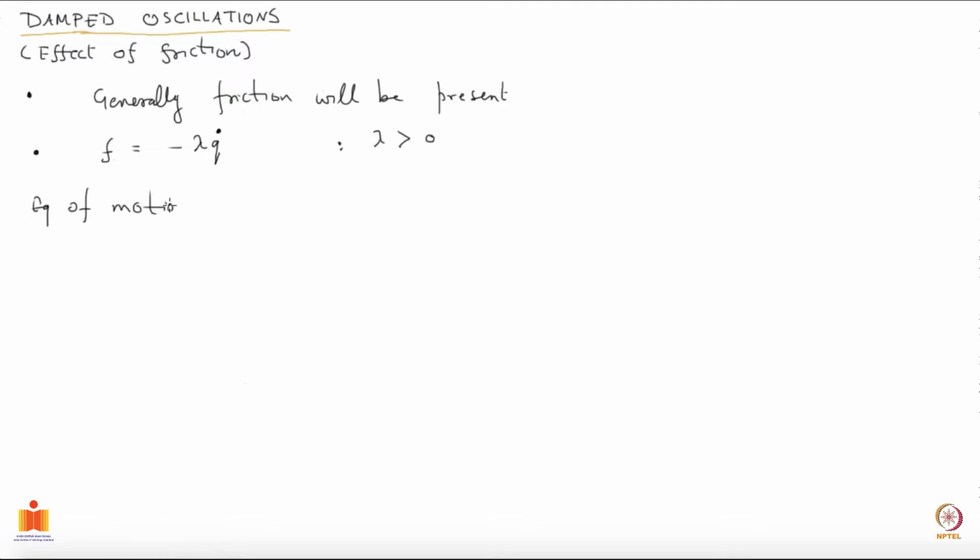If I include this, then the equation of motion of the oscillator becomes the following. Earlier you had q double dot plus omega square q equal to 0, where omega square is the characteristic frequency of this system. But now we have an additional term, lambda q dot. If I put lambda equal to 0, meaning I remove all the friction, then you will just have q double dot plus omega square q equal to 0, and the system will oscillate at its natural frequency omega.